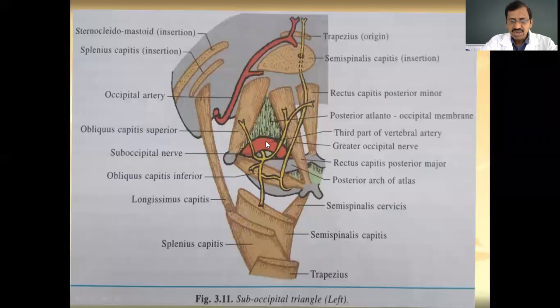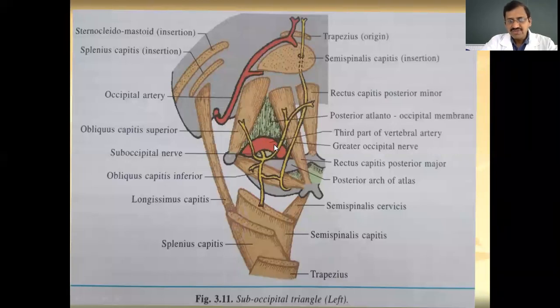And next, coming to the roof, that is formed by the skin, superficial fascia, then below that there are muscles, medially the semispinalis capitis and laterally the longissimus capitis. And within the roof there are two important structures: one is the occipital artery, superolaterally, and inferomedially it is also related with the greater occipital nerve. Okay, these are the roof.